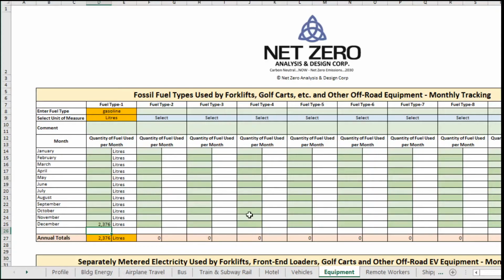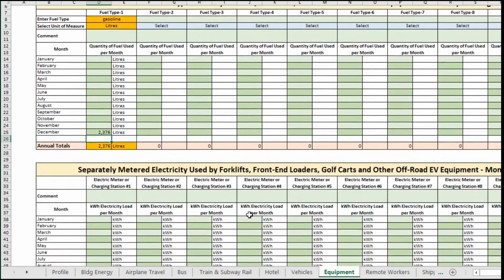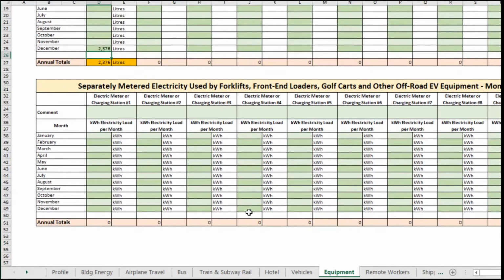Similar for off-road equipment such as forklifts, we had a few forklifts. They were all gasoline powered. The gasoline was measured in liters, and the combined usage was 2,376 liters. And we also have a section to record charging stations that are metered separately, in which case you can record the kilowatt hour load used per month per charging station. And that pretty much concludes the tabs that we'll be using for that calculator on the website or the app version.